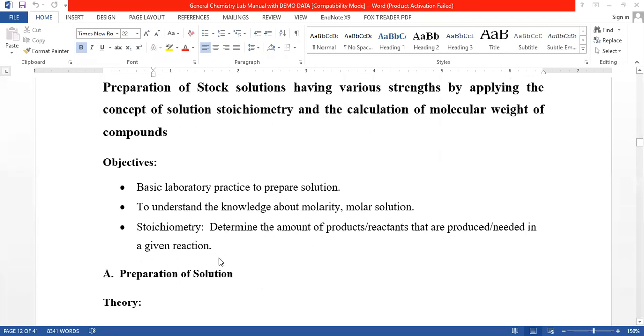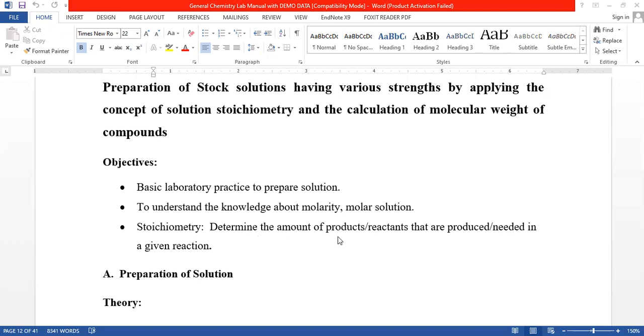The objectives are the basic laboratory practice to prepare the solution, because from now we need solutions to carry out the reactions. However, you have already experienced that in the identification of anions, we had been preparing solutions. So next we need more. We need to know how to prepare the solution. So this is the objective, basic laboratory practice to prepare solution. Another objective is to understand the knowledge about molarity or molar solution. Molarity is one of the terminologies that is used to represent the concentration of a solution or the strength of a solution.